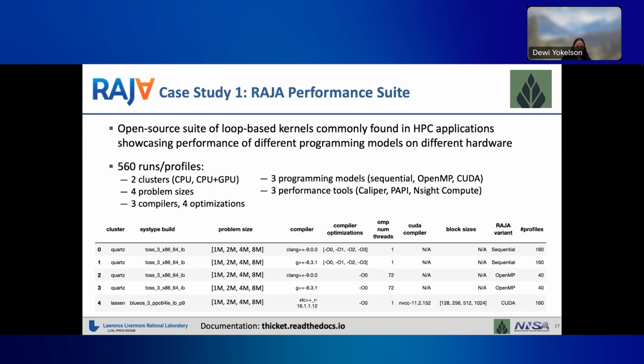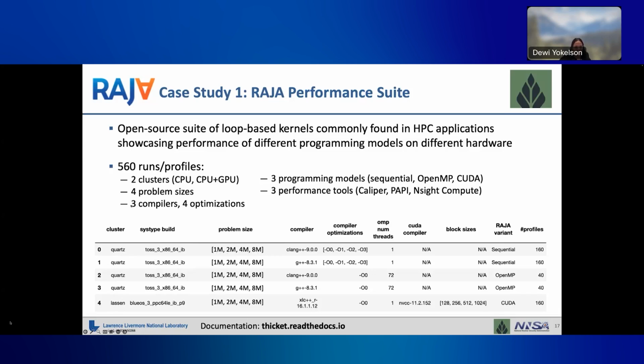But basically for this case study, we did a total of 560 different application runs that included varying a bunch of different parameters. We ran on 2 different clusters: a CPU-only cluster, and a CPU and GPU system. You can see here we ran on Quartz and Lassen. Quartz is the CPU only, Lassen has the GPUs. And then we had 4 problem sizes of 1 million, 2 million, 4 million, and 8 million.